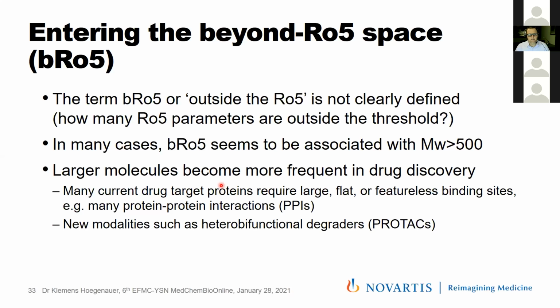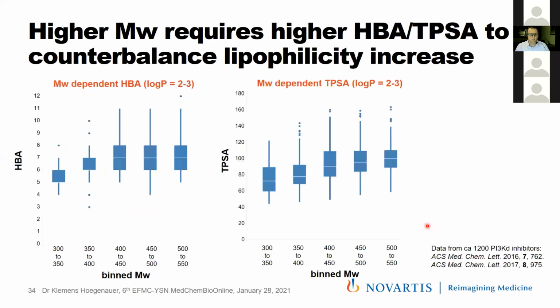So as Alessio already alluded to, and Luc also, larger molecules become much more frequent in drug discovery. And this has 2 main reasons. Many of the current proteins that we tackle these days are large, flat, featureless binding sites where you need to cover a lot of ground in order to gain decent affinity, like many protein-protein interactions. But of course, also new modalities such as heterobifunctional degraders or PROTACs, as you heard.